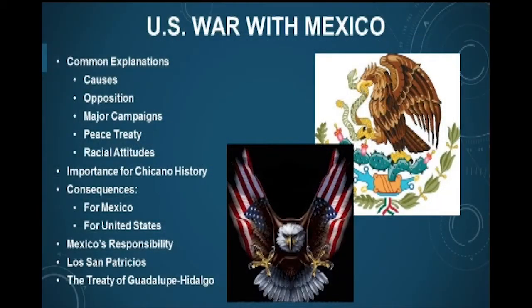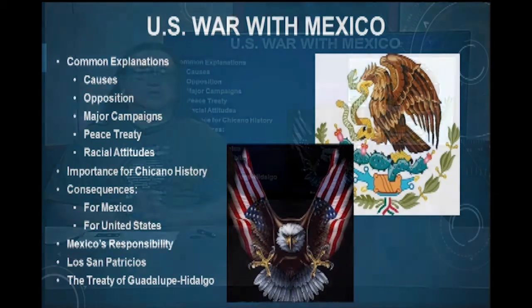And then we'll take a look at Mexico's responsibility, their role in ensuring that half the nation would be taken away from them. And then I want to take a look at a very significant immigrant group that arrived in New York during the lead up to the U.S. war with Mexico. They are German and Irish immigrants that are going to form a battalion, and they're going to desert the American army and join the Mexican army in this war. So we'll take a look at them, and then we'll address the significance of the Treaty of Guadalupe Hidalgo.